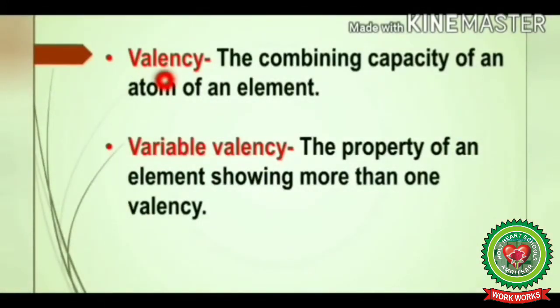Next, what is valency? Valency is defined as the combining capacity of an atom of an element. Next term is variable valency. Variable valency is defined as the property of an element showing more than one valency.